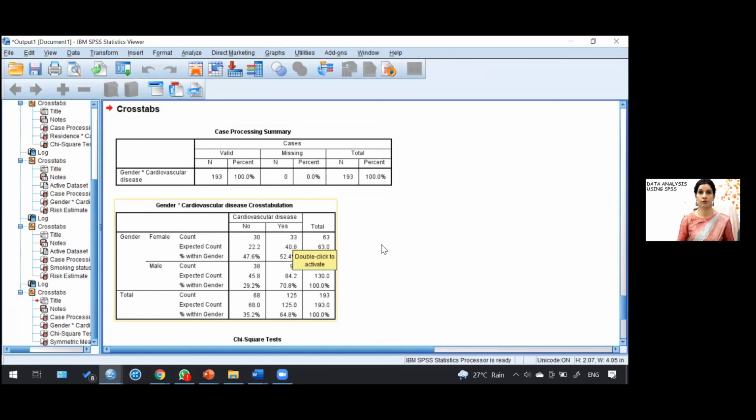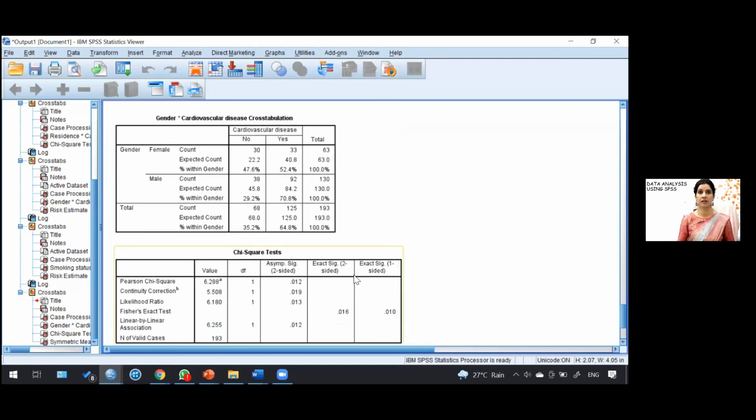So I've told you that you don't have to go into the detail of the expected count, but just to tell you a brief concept: the larger the difference between the expected and observed count, the more significant the chi-square value. So you can see here that the chi-square value is 6.288 with 1 degree of freedom, and this p-value is significant because its value is 0.012.